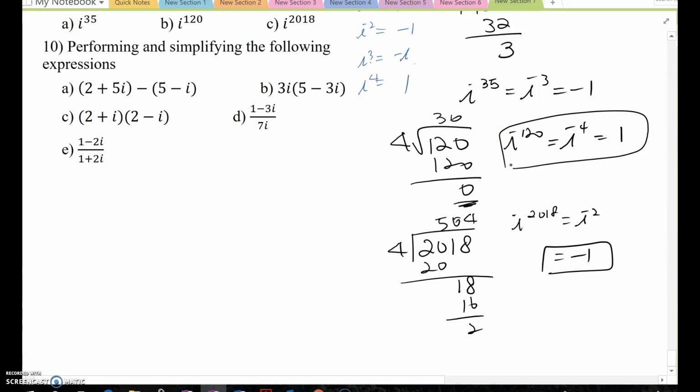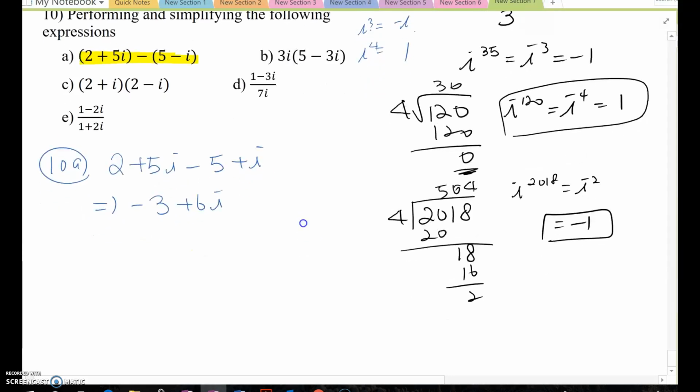Now number 10. We are performing operations and simplifying the following expressions. In this case it is addition or subtraction, so you only combine like terms. So 10a becomes (2 plus 5i) minus (5 plus i). Therefore, the answer becomes negative 3 plus 4i. That will be the answer.